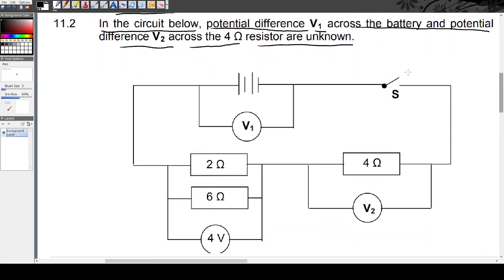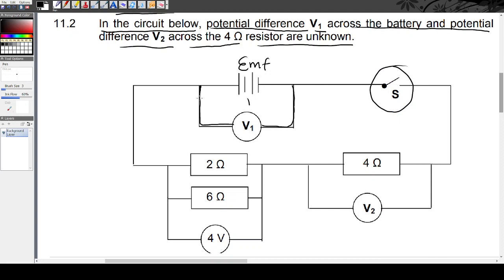Note that the switch is open. It means there's no current flowing in the circuit. So if we place this voltmeter when there's no current flowing in the circuit, we will see the EMF, the electromotive force of the battery. What is that? It means we will see the maximum voltage of the battery, before it is used by the circuit, because the circuit is currently not using the voltage of the battery.